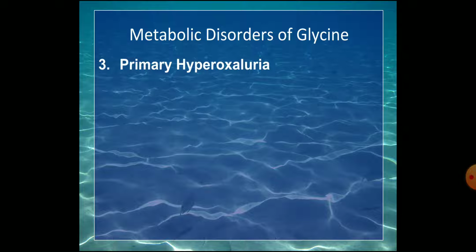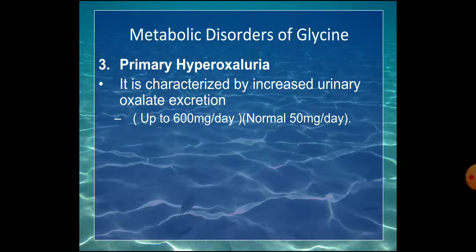Then the third and most important one is primary hyperoxaluria. It is characterized by increased urinary oxalate excretion. Here the oxalate excretion is very much increased. Usually excretion is up to 50 milligrams per day, but here up to 600 milligrams per day is seen in the urine.